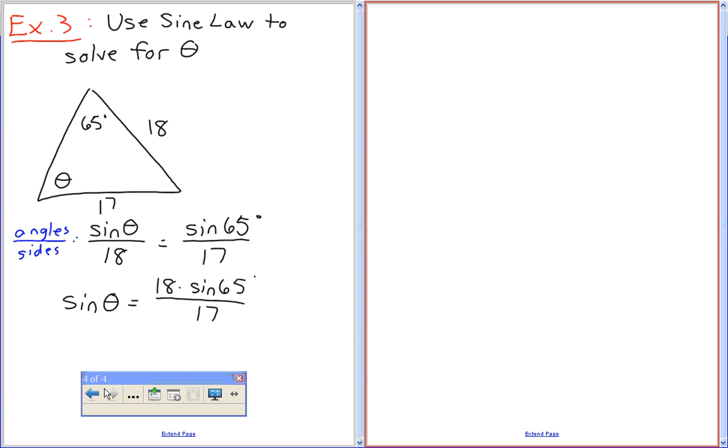Okay, so this is the thing. There's a few different ways you can do this. What I would probably recommend doing right now is to take your calculator out and do 18 times sine 65 divided by 17. Please do not round. When I do it that way, it doesn't work exactly. If you can take sin 65 times that, that's fine as long as it works.